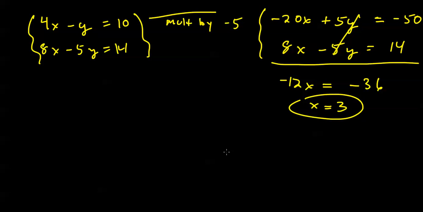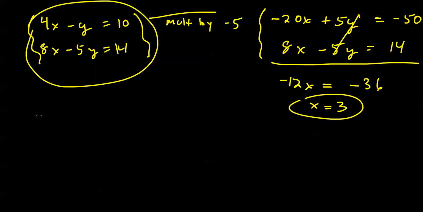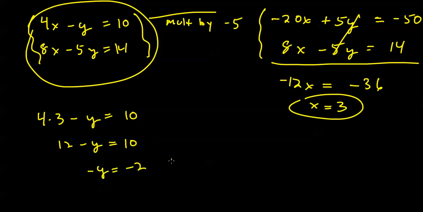Alright, if x is 3, I can go to either of these equations and solve for y. I'll pick the top one. 4 times 3 minus y equals 10. 12 minus y equals 10. So minus y equals minus 2, and of course y equals positive 2. So I see when x is 3, y has to be 2.